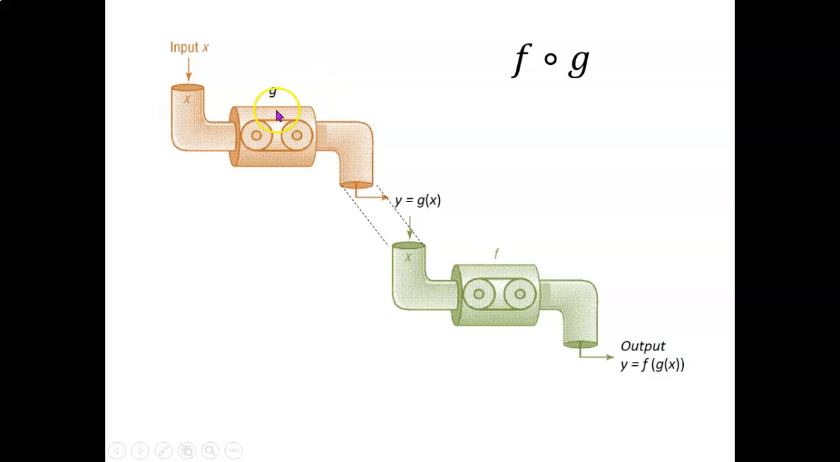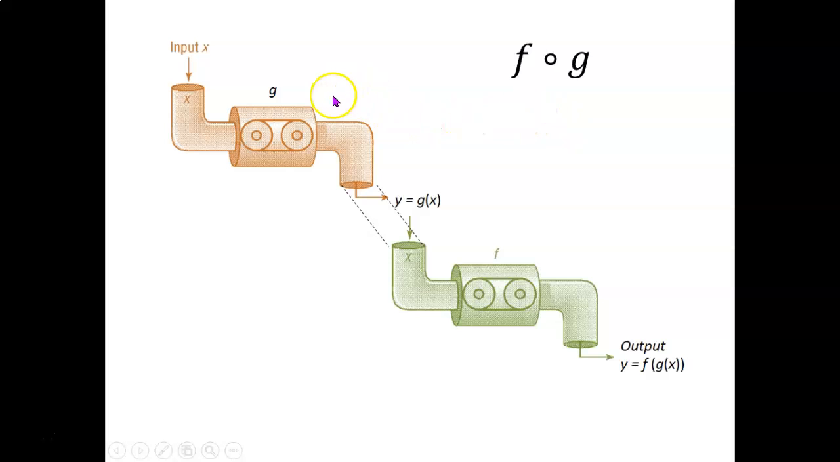So notice that I put g first. G is the inside function, which means it's the first thing that gets a hold of the number you put in for x. So whatever you input, you calculate g of that. That's the output of the g function, but that's the input then that goes into f. And then the output that we end up with is f of g of x.